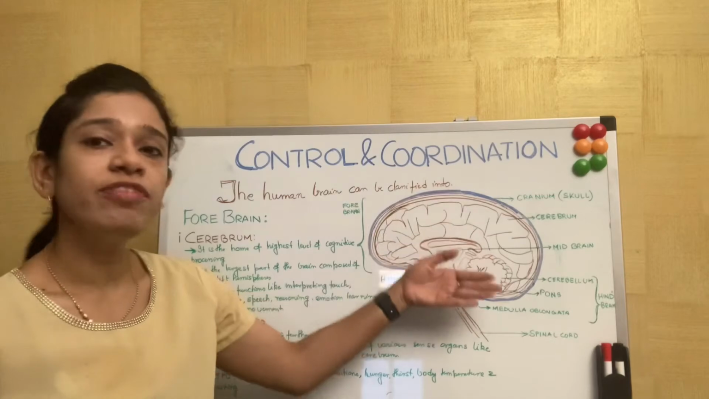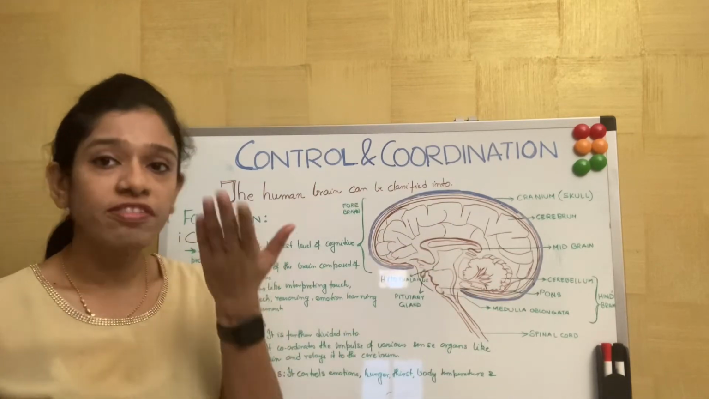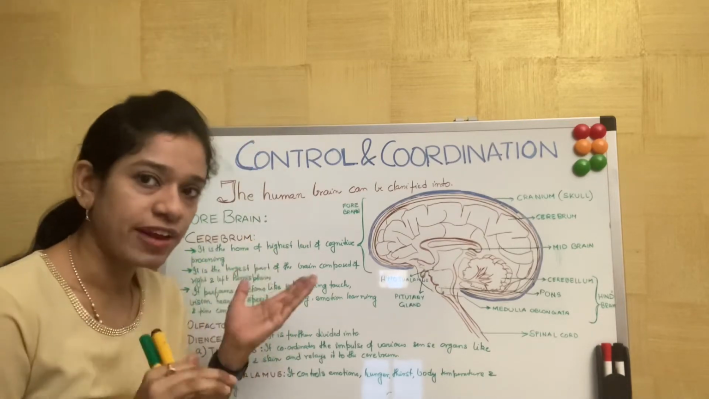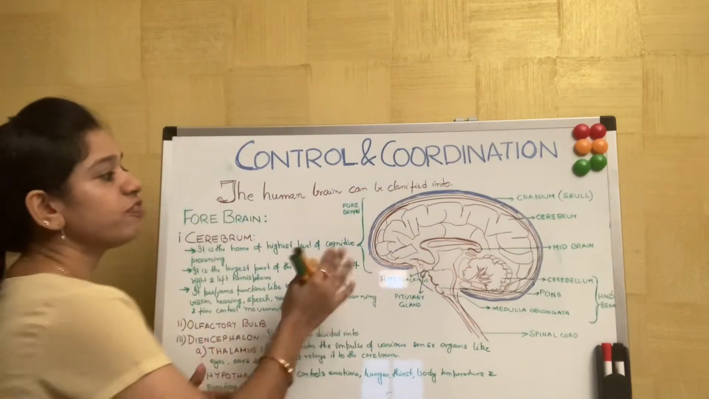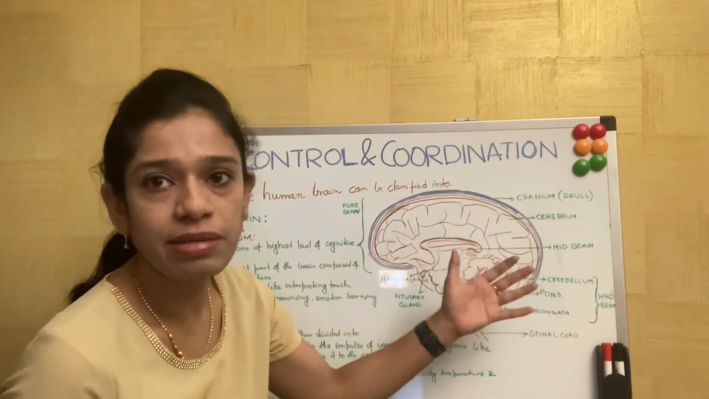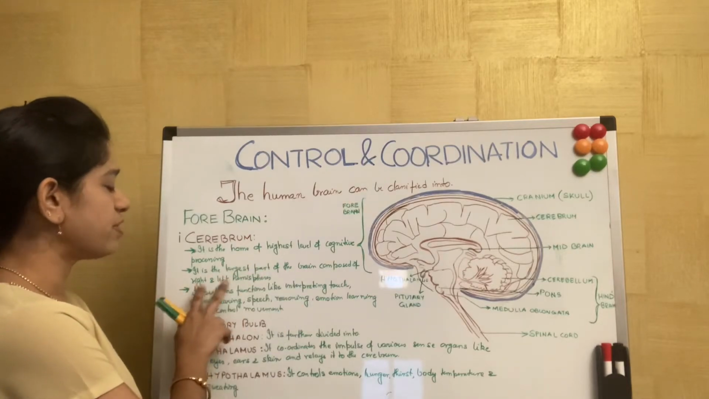This is the side view of the brain that I have drawn. If you see the top view or the front view of the brain, you can see it has two hemispheres, the right and the left. If this is one hemisphere, there is another hemisphere exactly similar to this.